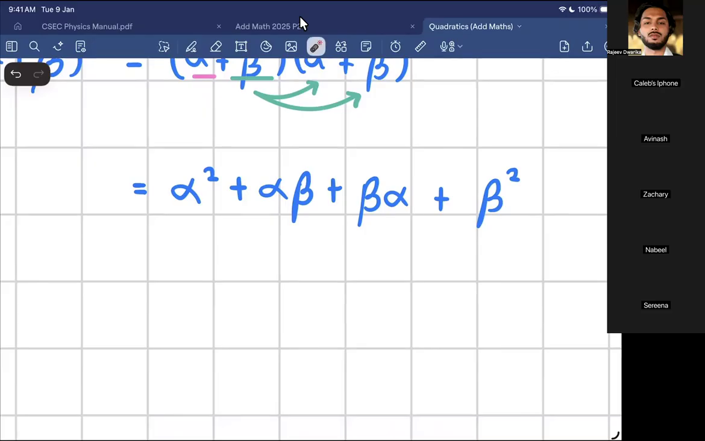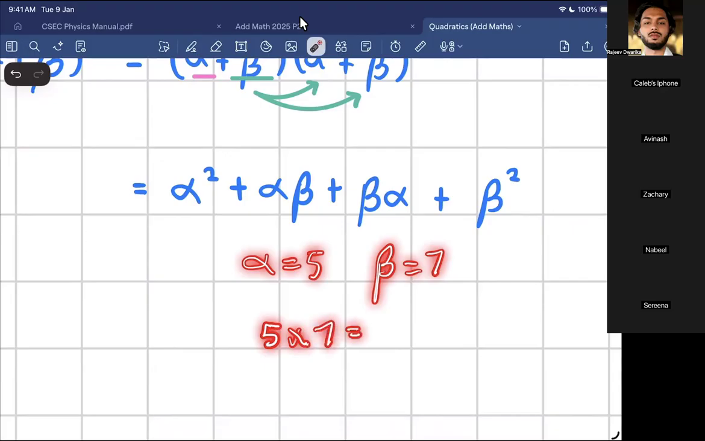Just to make sure you understand it, what if I told you alpha was 5 and beta was equal to 7? What would alpha by beta be? 5 by 7. That would be 35. What if I asked you for beta by alpha now? How would I write that? 7 multiplied by 5. 35. So it's the exact same thing, right?